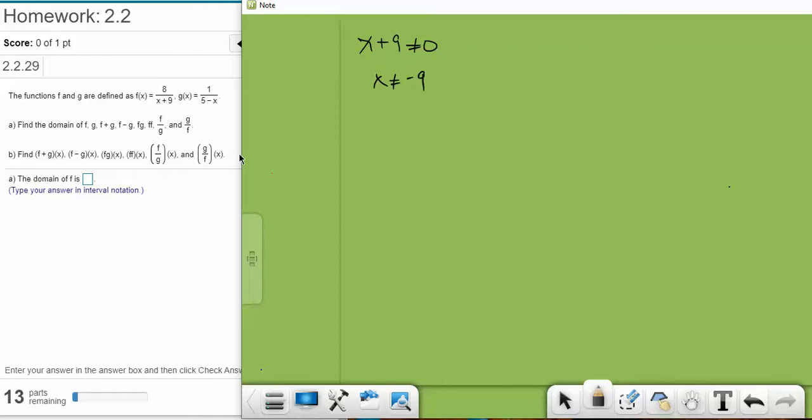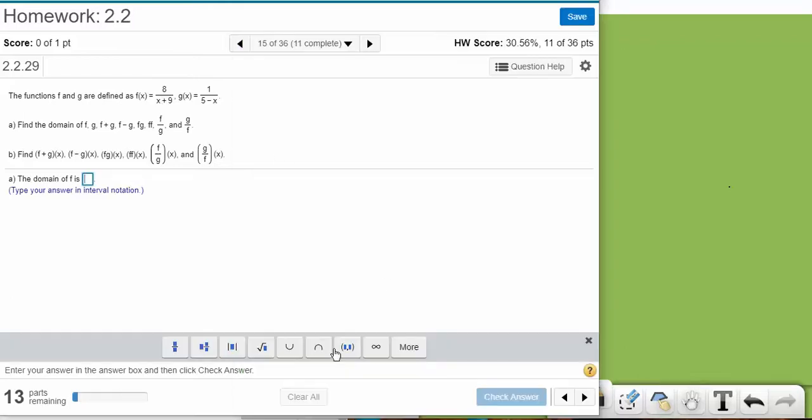So x plus 9 can't equal 0, so that's negative 9. So our domain will be negative infinity to negative 9 union negative 9 to infinity.